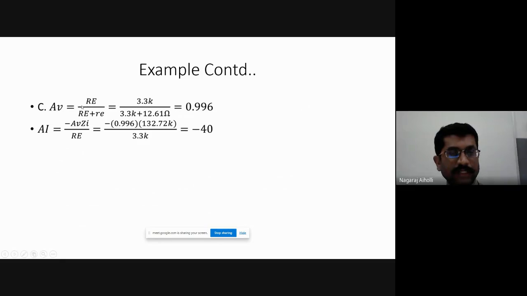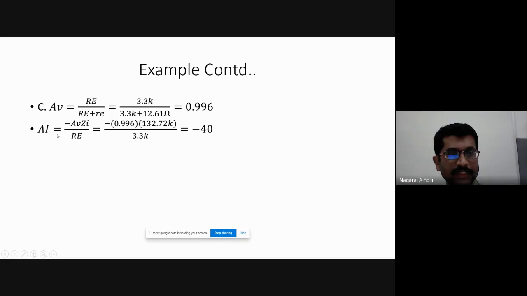Next is voltage gain. The voltage gain formula for the emitter follower is capital Re divided by capital Re plus small re. That is 3.3 K divided by 3.3 K plus 12.61 ohms. This comes out to 0.996.